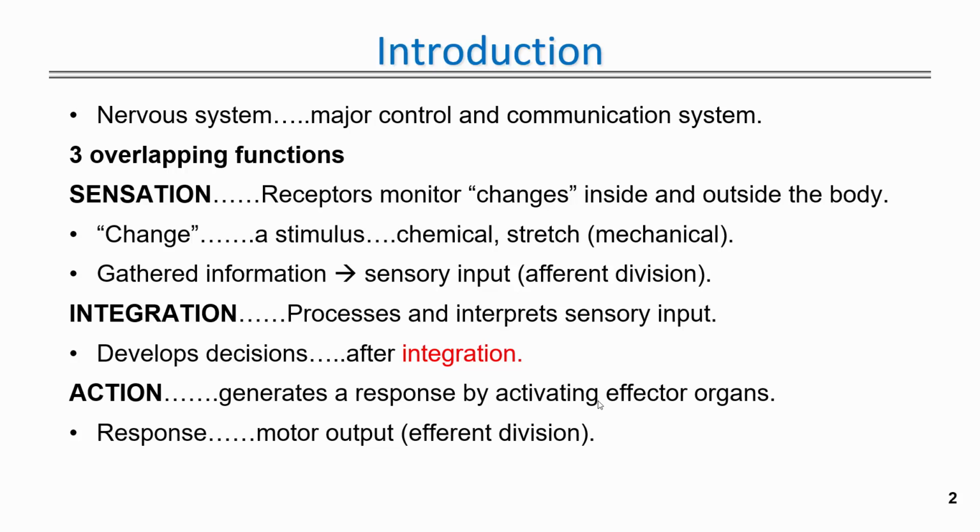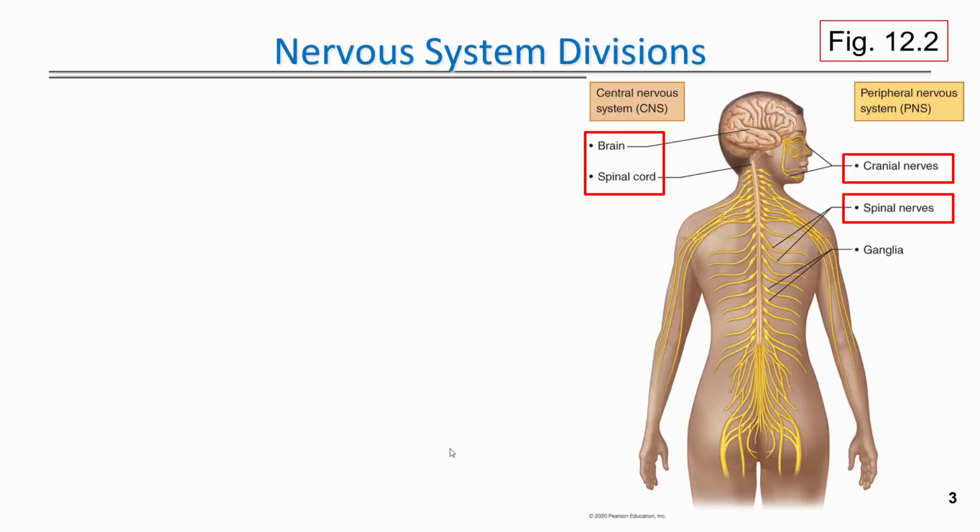So muscle tissue is an example of an effector organ. And that response, which is the action, generates motor output that we call the efferent division. So two major elements, in addition to others to focus on here from this slide, is that afferent information are signals going towards the nervous system. Efferent is away from the nervous system.